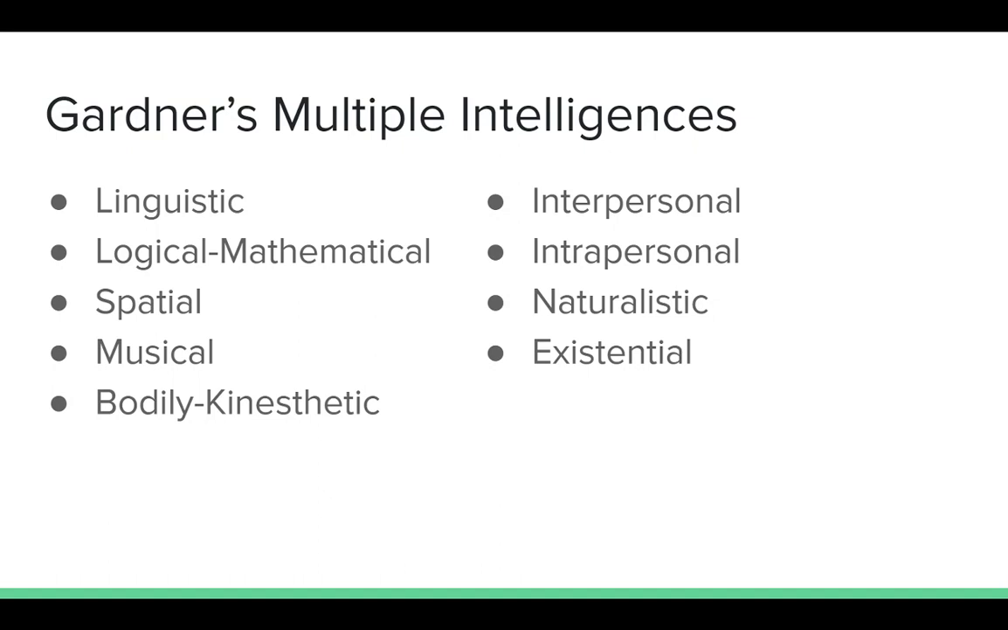The second is logical mathematical. This is, as it sounds, the ability to do math, to solve logical problems. Okay, third is spatial, understanding how things work in a three-dimensional space, to be able to mentally rotate objects. Even things like catching a ball that's being thrown at you involves spatial intelligence.